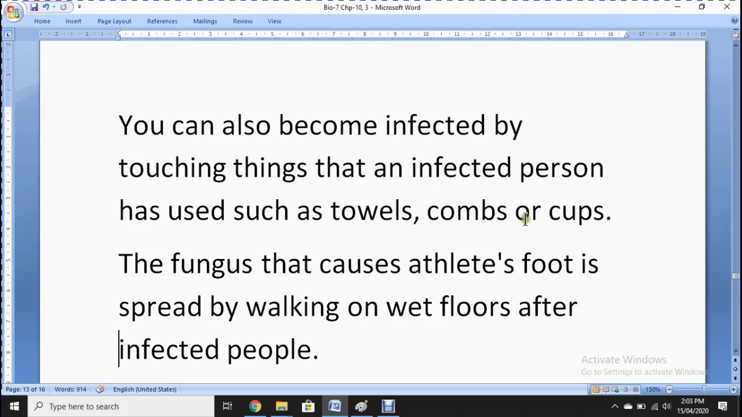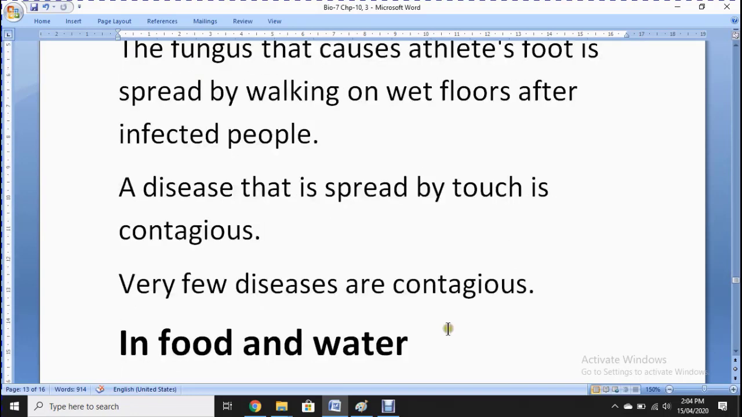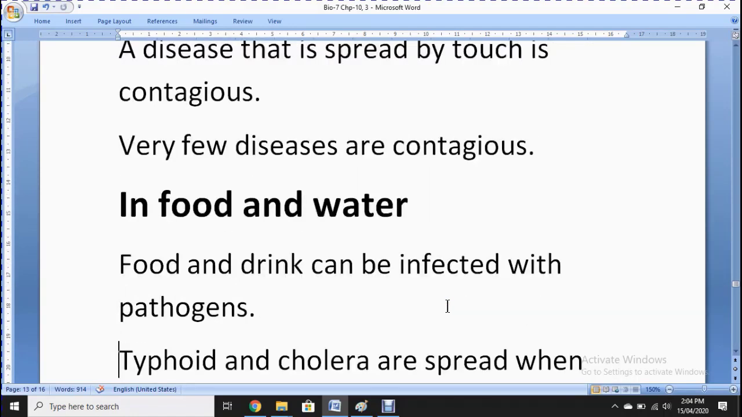If a person who has this problem moves over a carpet or a floor, and another person also walks on it barefoot, what happens is they can catch this disease. A disease that is spread by touching is contagious. Very few diseases are contagious, like in food and water.